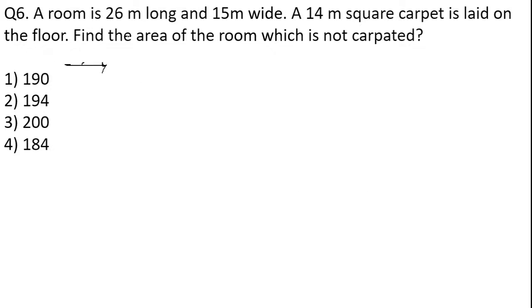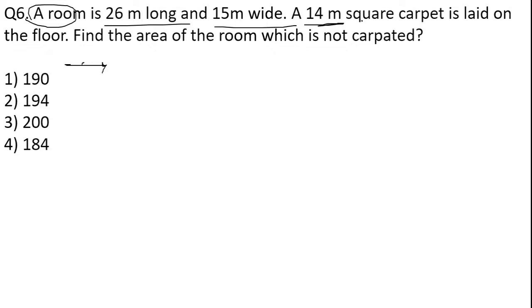A room is 26 meter long and 15 meter wide. A 14 meter square carpet is laid on the floor. Find the area of the room. What is mentioned? Its length is mentioned. Its width is also mentioned of a room. And a square carpet is laid on the floor. They have told us 14 meter. We have to find the area of the room which is not carpeted.